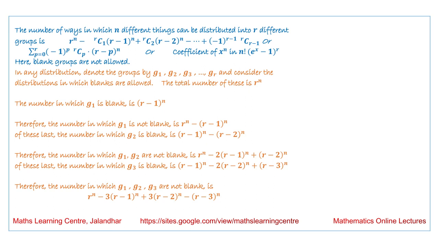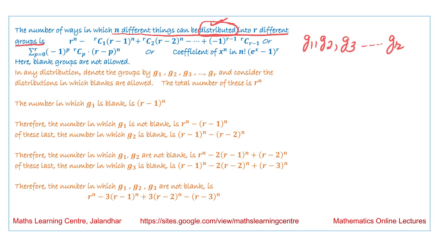Next is the number of ways in which n different things can be distributed into r different groups. Now the term distributed is used here. In the previous case, we were talking about the arrangement. Now we are talking about the distribution of n different things into r different groups. So suppose we have r groups, G1, G2, G3, and so on up to Gr.